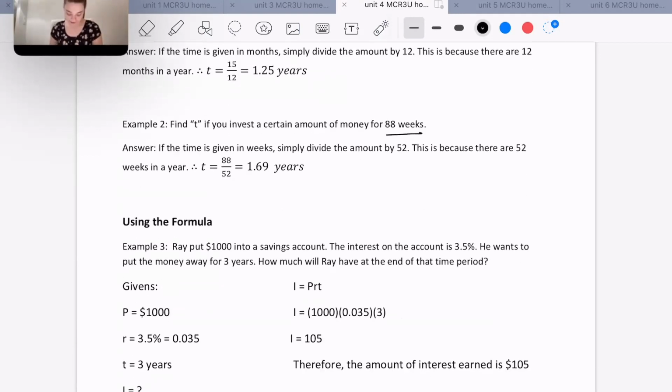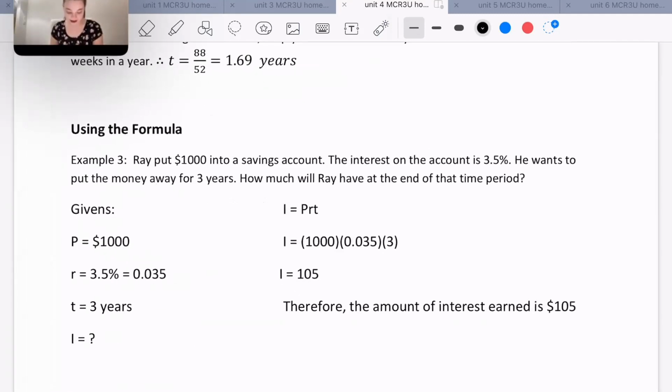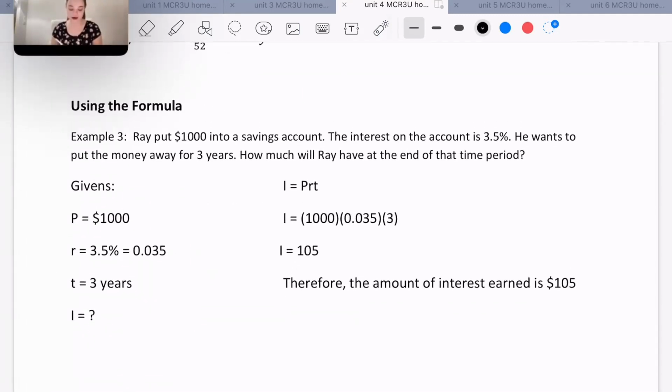Okay. Let's show an example actually using this formula. So it says here, Ray put $1,000 into a savings account. The interest on the account is 3.5%. He wants to put the money away for 3 years. How much will Ray have at the end of that time period?